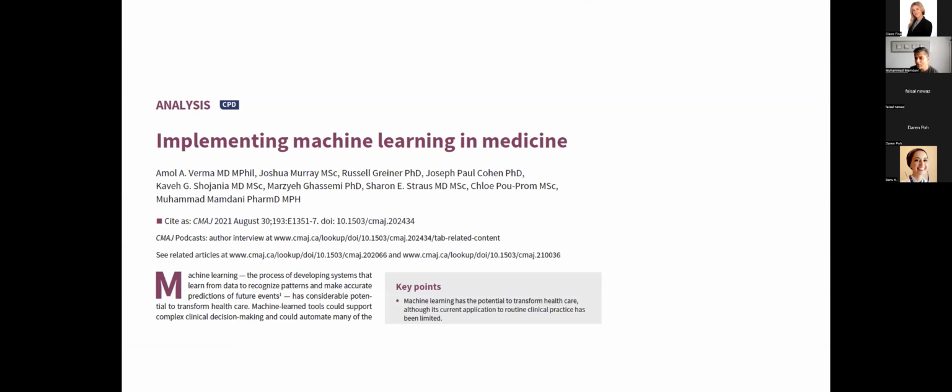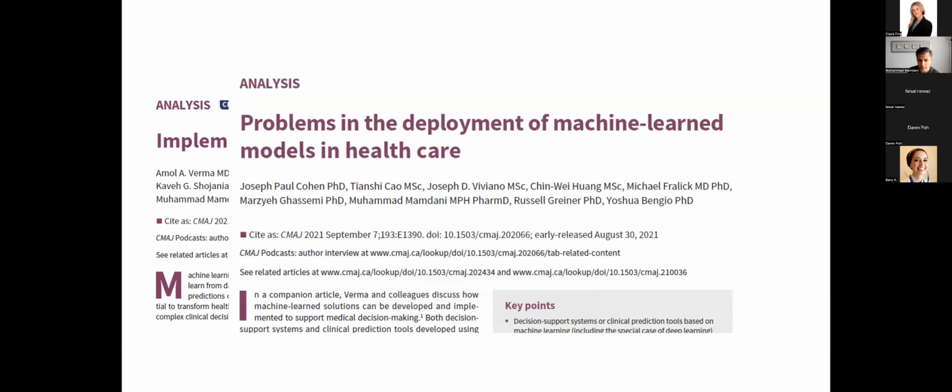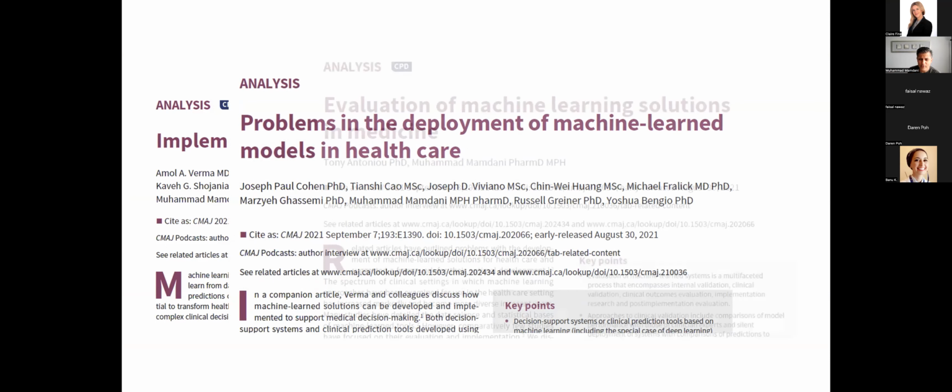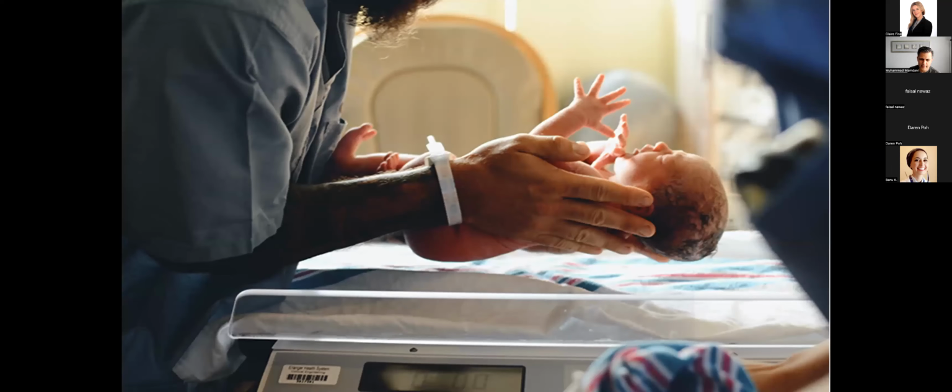If people want to learn more, we published a 3-part series in the Canadian Medical Association Journal just last year around how you implement these things into clinical practice. We also outline problems in the deployment of machine learning models in healthcare. And of course, how do you evaluate these things? There's a whole field of machine learning operations and evaluation that I think is very robust for future development.